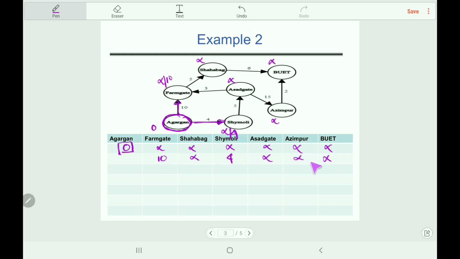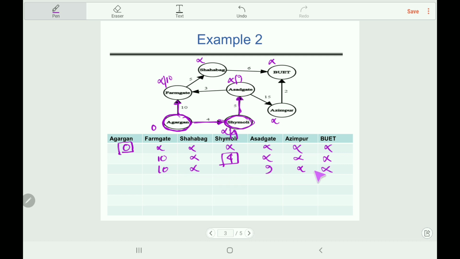Now among all available distances, the minimum one is 4. That means we are in Shamoli. From Shamoli we can directly move to only one place, that is Asadgate, which takes value 4 plus 5, which is 9, and is smaller than the infinity value. So we should update this value, and we should not update all other values because we cannot move directly to all other places.